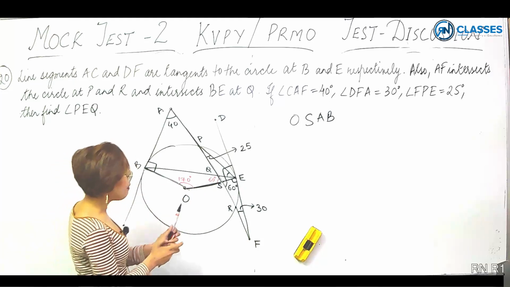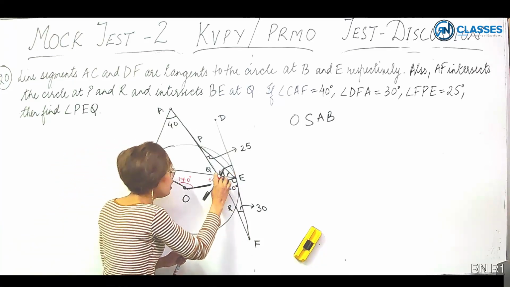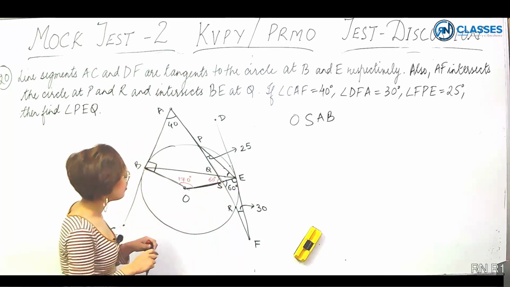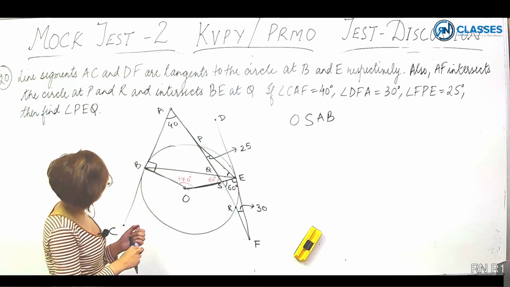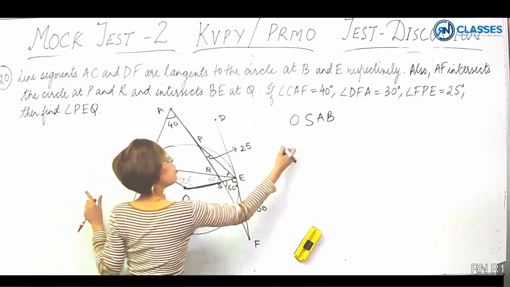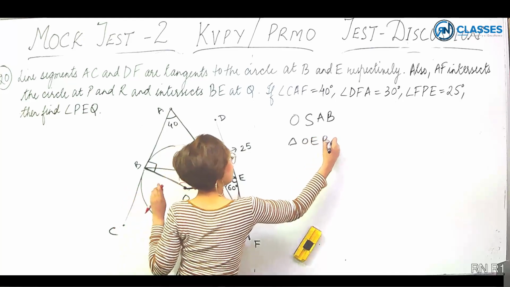Mind it, I have to go to this tiny angle. How should I move on? Now, consider this triangle OEB. Triangle OEB. Can you find out some other angle?